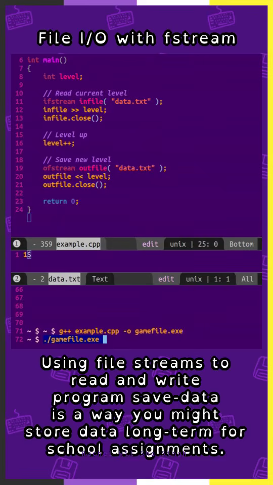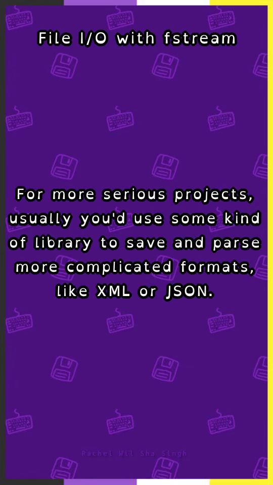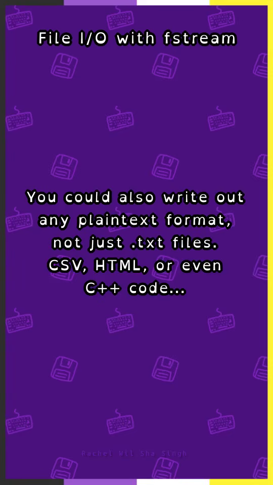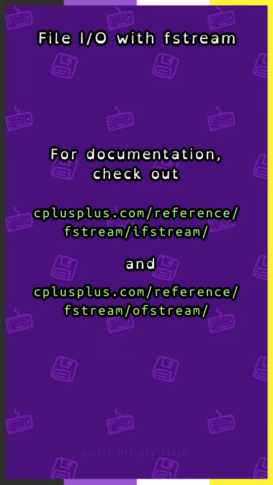Using file streams to read and write program save data is a way you might store data long-term for school assignments. For more serious projects, usually you'd use some kind of library to save and parse more complicated formats, like XML or JSON. You could also write out any plain text format, not just text files: CSV, HTML, or even C++ code. But again, for real-world work, you'd be using a library instead of manually formatting and writing out to a file. For documentation, check out the C++.com documentation for ifstream and ofstream.